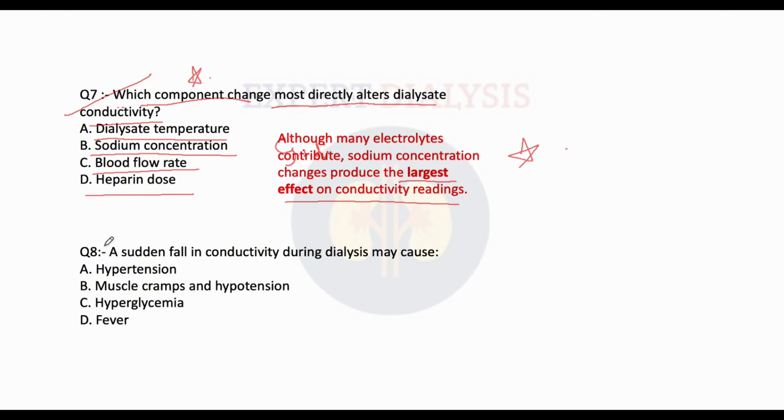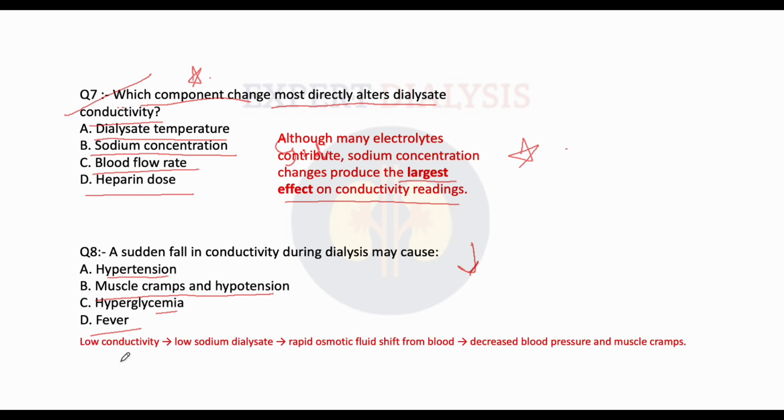Moving to the eighth question, it says a sudden fall in conductivity during dialysis may cause hypertension and muscle cramps, or hypotension, hyperglycemia and fever. So there is a sudden fall in conductivity. Earlier conductivity was more, now it is less. So what is going to happen? When low conductivity happens, it means low sodium dialysate. Low sodium dialysate means rapid osmotic fluid shift from blood, which means decreased blood pressure and muscle cramps. So the answer will be option B.